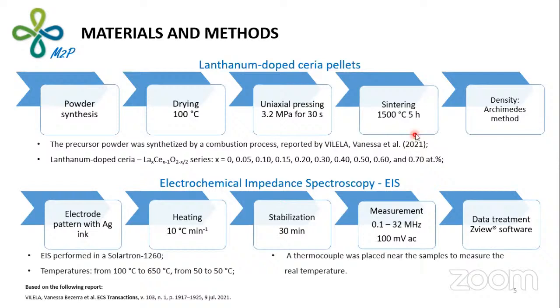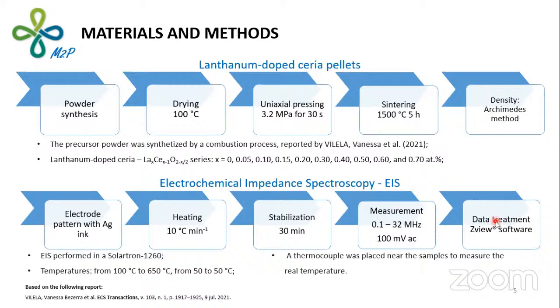At the end of the sintering process, the density was determined by the Archimedes method to evaluate the densification process. The electrochemical impedance spectroscopy experiment was performed from 100 to 650 degrees with a step of 50 degrees. First, the electrode was patterned with silver ink. The system was heated and a stabilization time of 30 minutes was applied. Then the electrochemical measurements were carried out, and at the end, the data was treated with the ZView software.